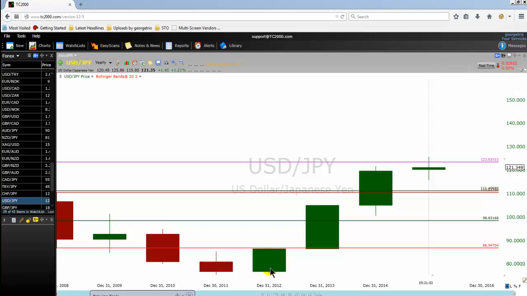So at this point in time, the US Federal Reserve has stopped printing the dollar, so the US dollar has a high chance to go up. At the same time, the Bank of Japan has started what we call quantitative easing, the devaluation of the yen, the interest rate cut, so the dollar yen has a high chance to go up.